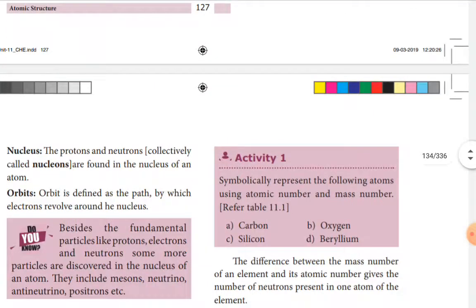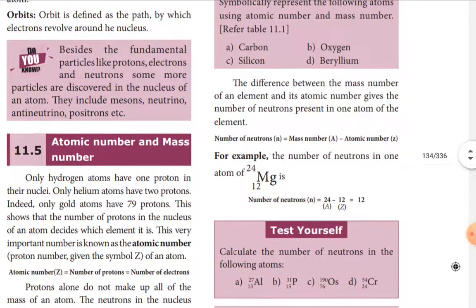Then nucleons. Protons and neutrons are collectively called nucleons, the sum of protons and neutrons. The circular path in which electrons revolve around the nucleus is called an orbit. Also we learned about atomic number. Atomic number is the total number of protons present in the nucleus of an atom, which is always equal to the total number of electrons which revolve around the nucleus. So atomic number Z is equal to the number of protons, and it is also equal to the number of electrons.